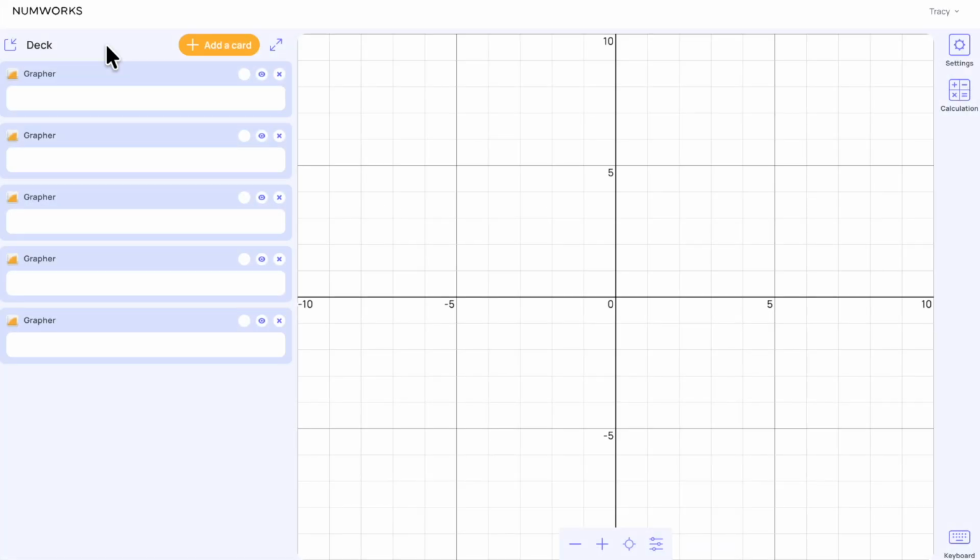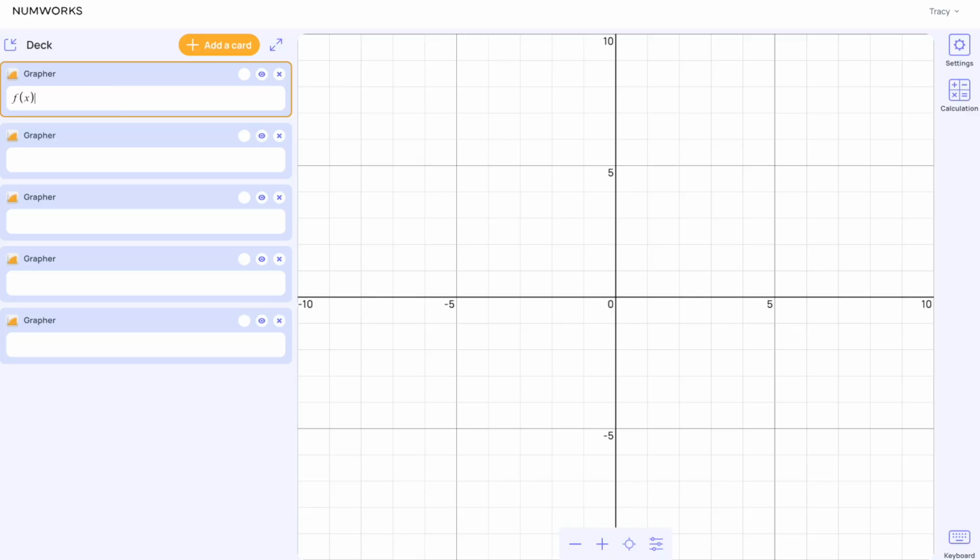Today we're going to learn how to input an equation in a grapher card on the NumWorks board. Inputting an equation into the grapher card will allow you to explore graphs or tables of the expression. In the grapher card, you can use your computer keyboard to input functions, expressions, equations, and inequalities.